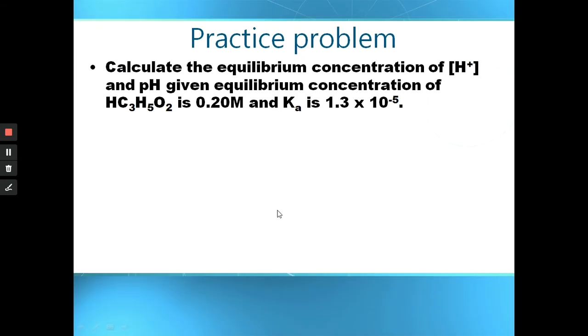Practice problem. Calculate the equilibrium concentration of hydrogen and pH given the equilibrium concentration of this acid is going to be 0.20 molarity, and Ka is 1.3 times 10 to the negative fifth power.